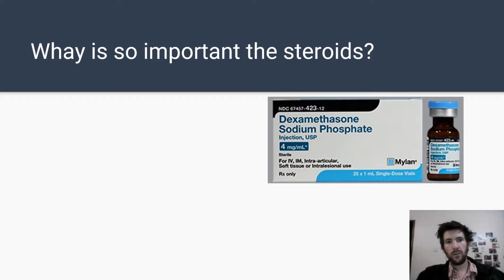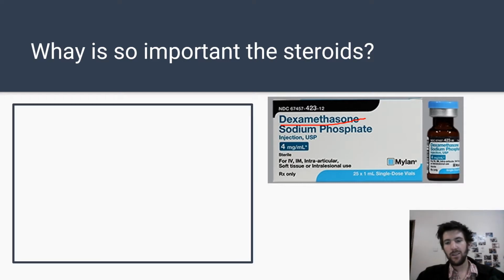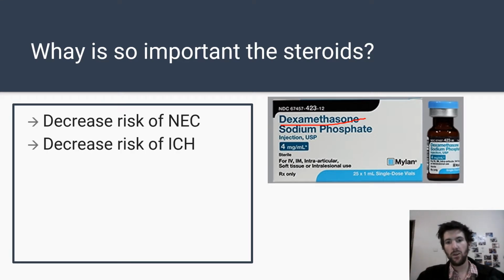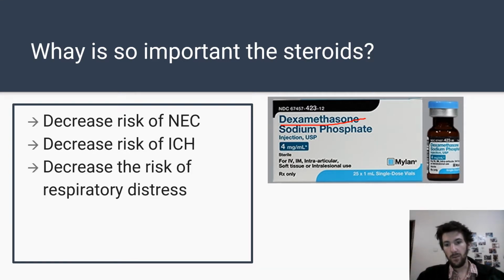Why are the steroids so important? Because dexamethasone induces lung maturation, starts the secretion of surfactant in the type 2 pneumocytes of the baby, and that, briefly, only to show you the importance, decreases the risk of necrotizing enterocolitis. That is a very common pathology in premature babies. It decreases the risk of intracerebral hemorrhage, also a very common pathology in preterm babies. It decreases the risk of respiratory distress, that is very common, hyaline membrane disease in the babies.